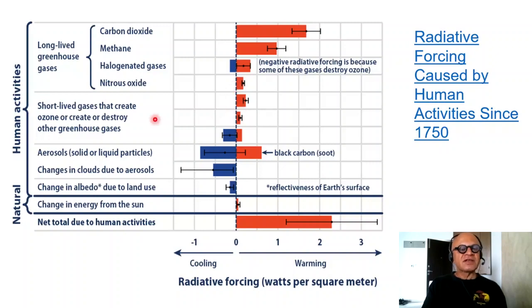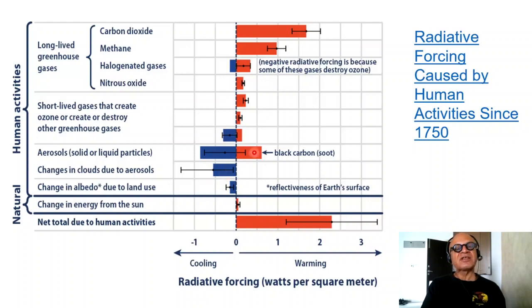Short-lived gases that create ozone or create or destroy other greenhouse gases provide multiple feedbacks. So you have several of them, all positive. Some produce large negatives here. You can look at the details in this reference here from EPA. Aerosols, again, large uncertainty remained. Black carbon can be absorbing and warming, whereas a lot of them, like sulfate aerosols, are scattering. And changes in clouds due to aerosols are called indirect effects of aerosols.